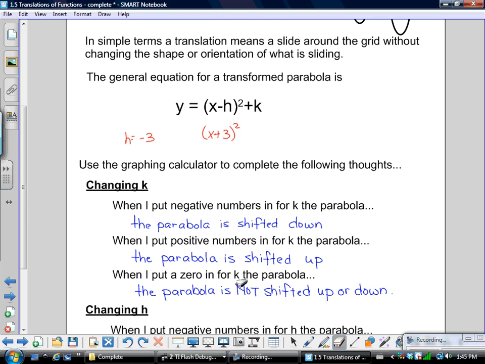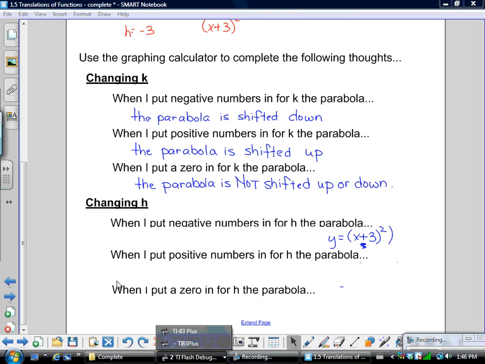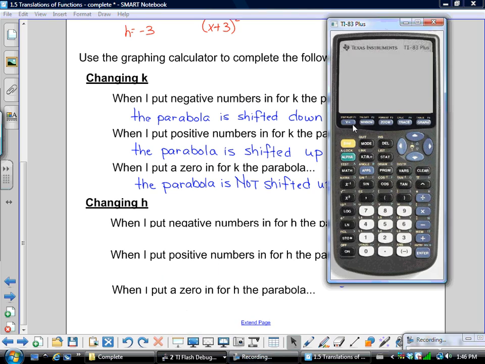Okay, makes sense. Now this time we're going to change our values for h. First of all, we're going to put negative values in for our h. So what we're talking about is negative values means that we're going to put x plus 3 in, for instance, into that equation. So let's find out what happens. Oop, it shut off on me. Okay, so I'm going to keep that normal one there.